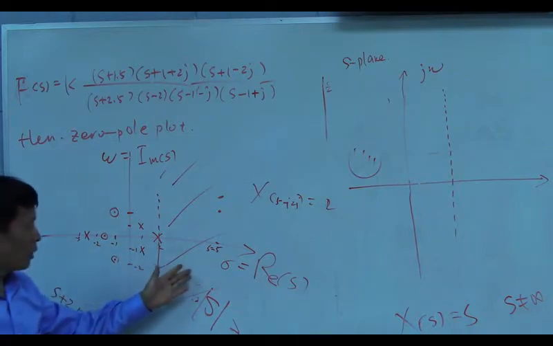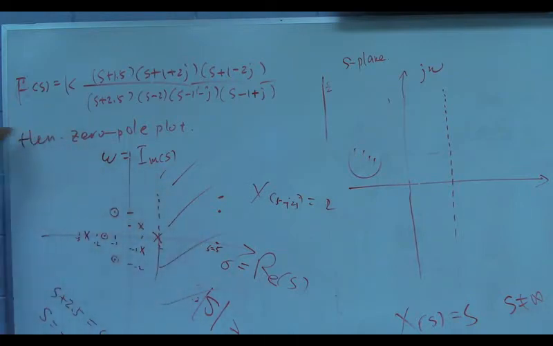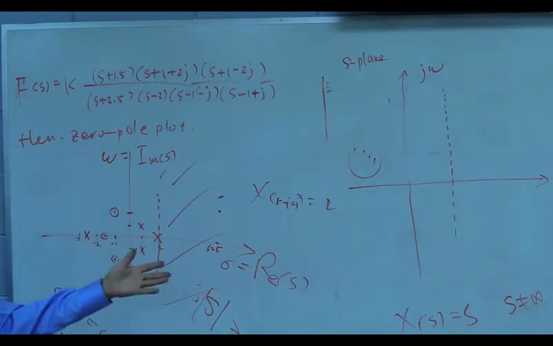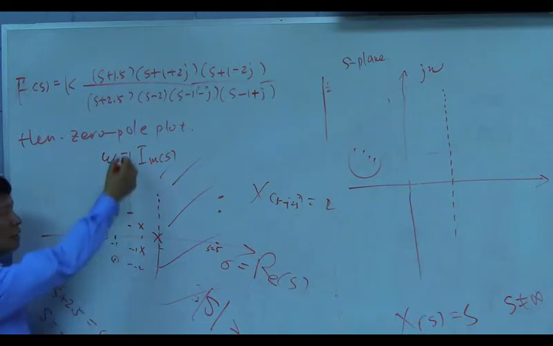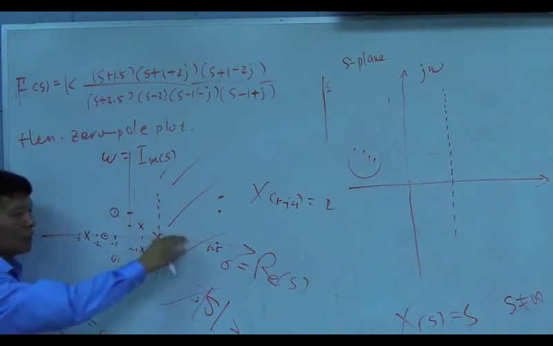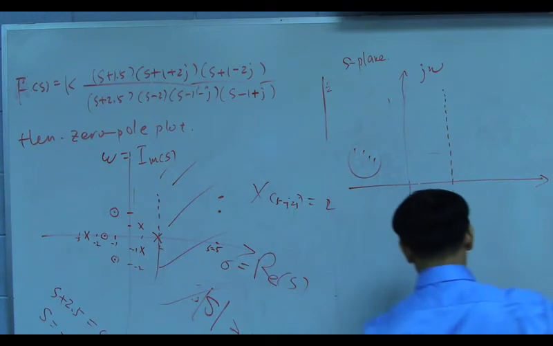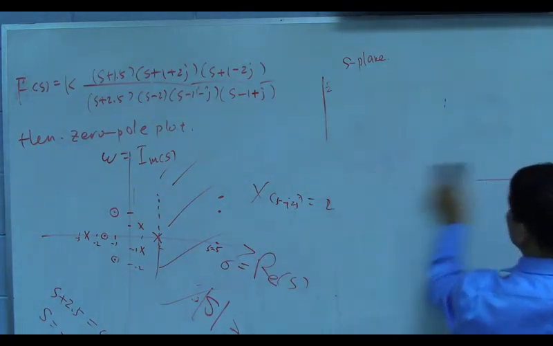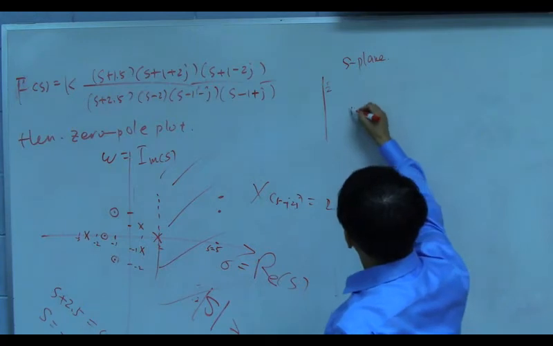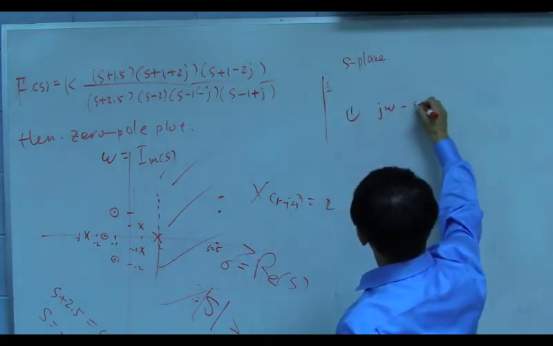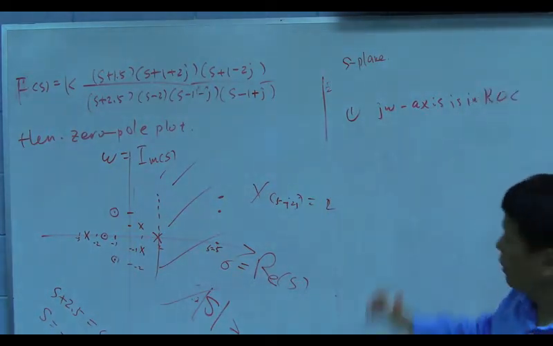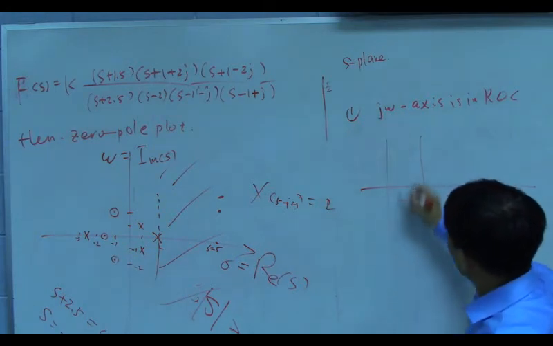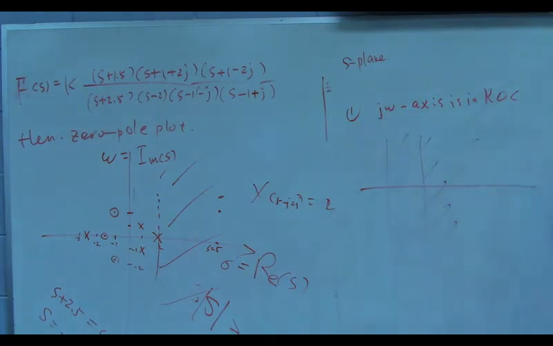Okay, we know the region of convergence is a half plane on the s plane, always to the right, right? Then we are going to have two situations. The first one is that the j omega axis is in the region of convergence, like this. Your region of convergence goes all the way to the right.